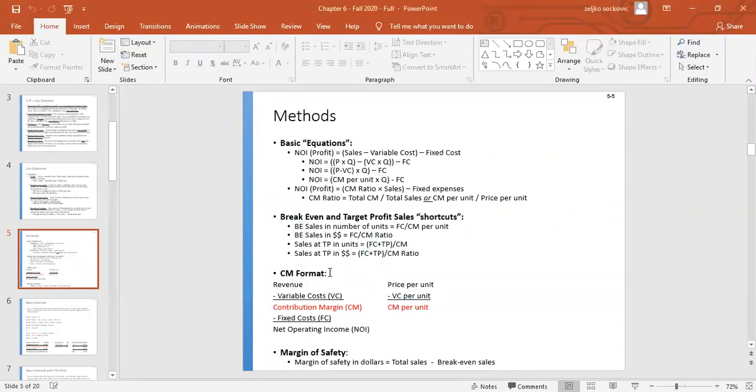So again, as for format, I would highly recommend contribution format for questions. Now, don't get stuck on this and say, I'm just going to do this and nothing else. That probably will not work either, but contribution format is very helpful. And then you have to know what margin of safety is, right?